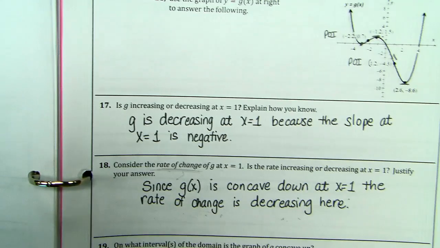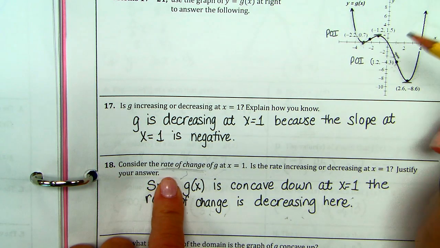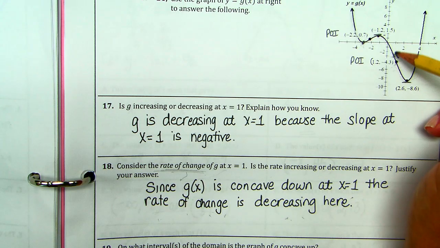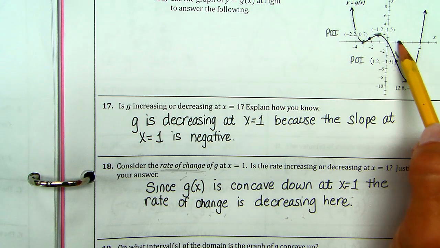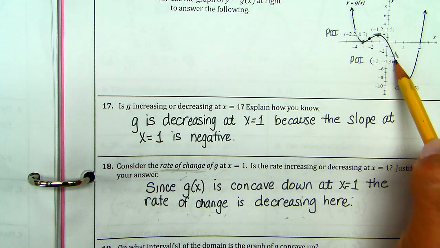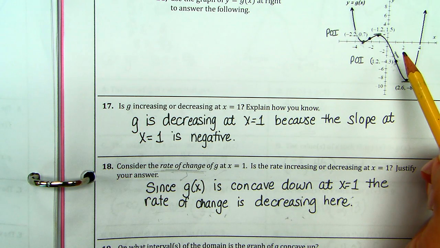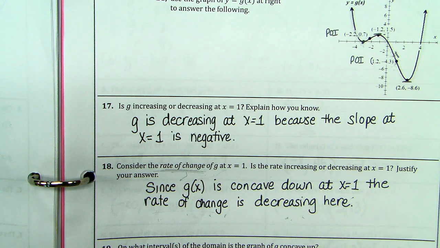The second question considered the rate of change at 1. What is the rate of change at 1? And so if you look, x equals 1 is on a concave down portion of the graph. That means the rate of change is decreasing. It has nothing to do with it being a negative or a positive slope. Concavity has both positive and negative slopes on it, okay? It has to do with the actual value decreasing, like I showed you on the last picture, okay?